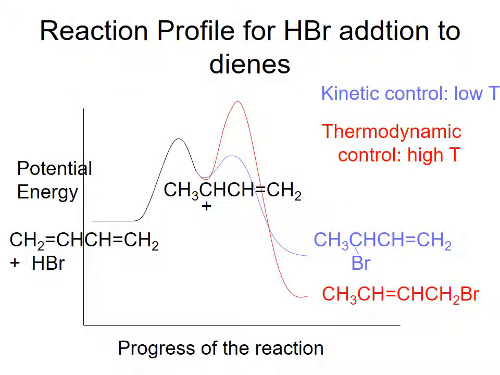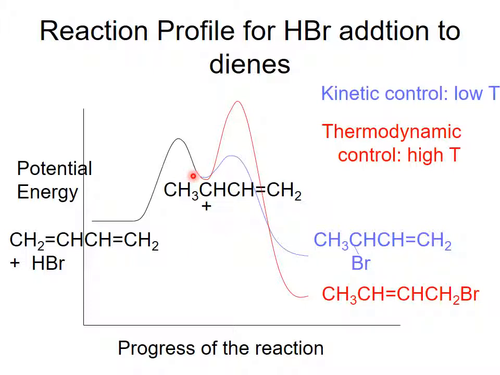So let's look at the entire reaction profile to better understand this. Here is the energy of the diene and the hydrobromic acid before the reaction. The addition of the proton has this transition state energy, and then it drops to a carbocation intermediate. That carbocation intermediate now has 2 pathways possible. If it's low temperature, this will form fast, and this product will accumulate, and you will not get the other product. 1,2 addition will occur. It added here and here.